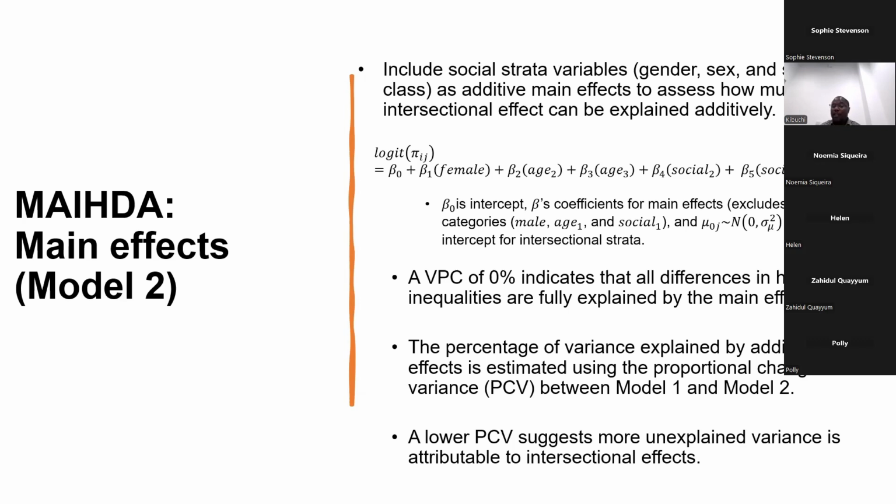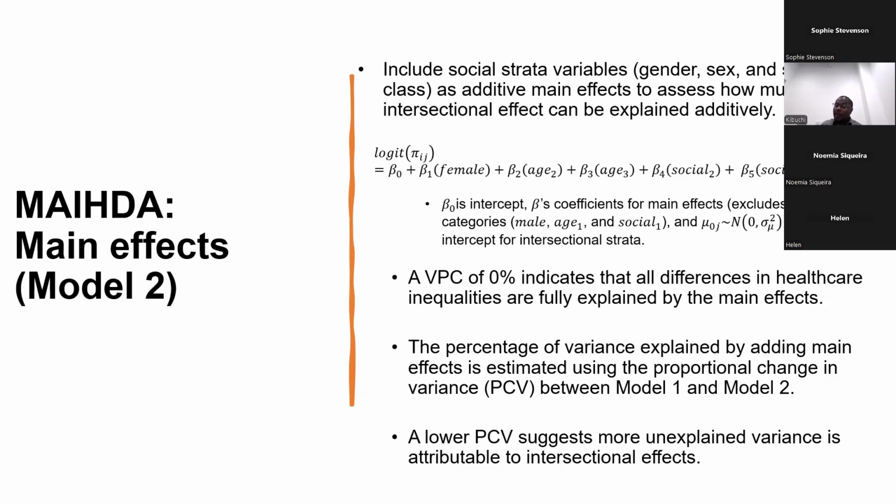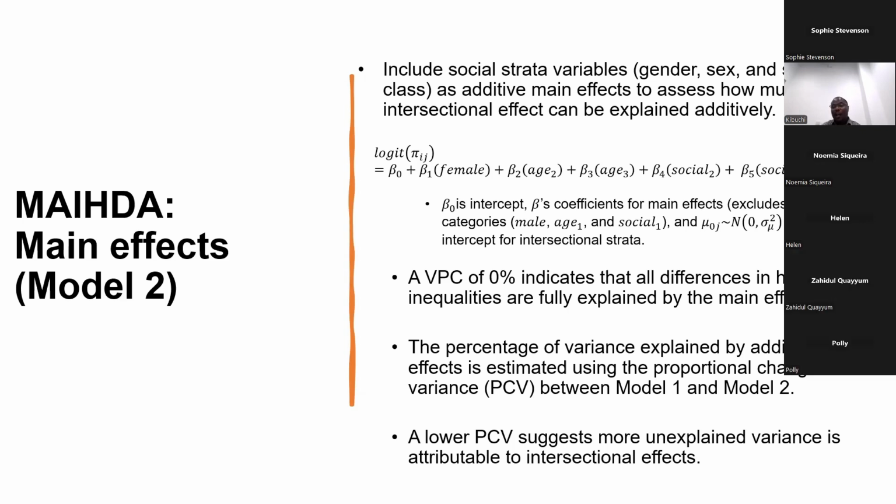However, if you get a VPC which is not 0, it means that some of the intersectional inequalities in your outcome of interest can actually be attributed to the intersectional strata based on the variables you are considering. What that implies is, rather than targeting interventions based on each individual factor, you target interventions based on the combinations of these social positions. Let's say a single female, not employed, and a disabled person.